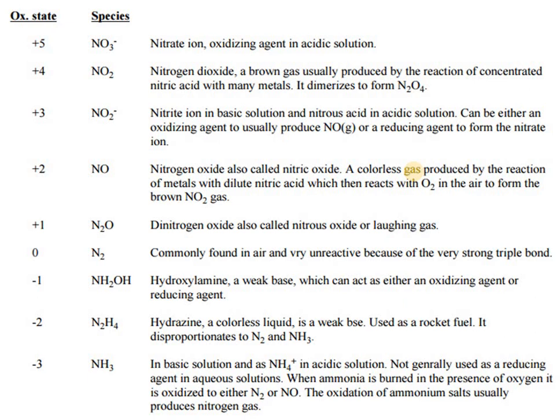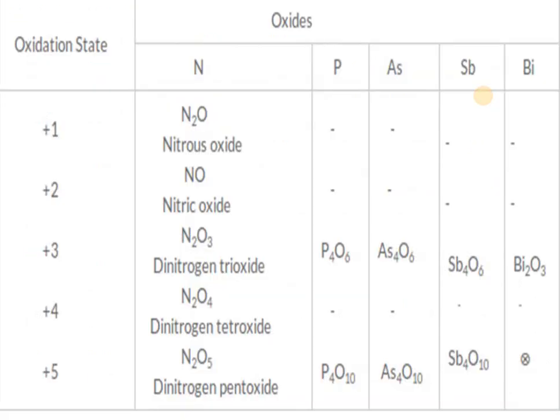Decrease in oxidation means reduction and acts as an oxidizing agent. So please try to remember this concept. It's a very important concept, how a substance is acting as an oxidizing agent or reducing agent. So this again is oxides. The main point of understanding here is that nitrogen is showing variable oxidation states: plus 1, plus 2, plus 3, plus 4, plus 5.